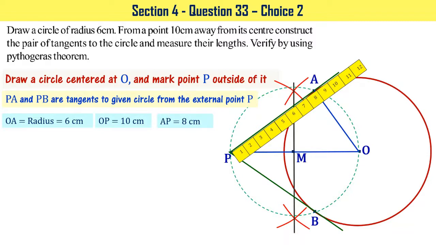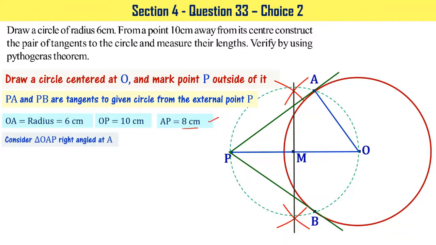Now using Pythagoras theorem, we have to find the AP value. AP by measurement we got 8 centimeters. Similarly for BP also you will be getting 8 centimeters. I have not done it, but if you take measure of it, you are going to get 8 centimeters for BP also. That is another tangent, right? Now let's make use of Pythagoras theorem. Let us consider triangle OAP right angled at A. This is a right angle, right? Because tangent is perpendicular to the radius through the point of contact. This is a theorem. So angle A is 90 degrees.